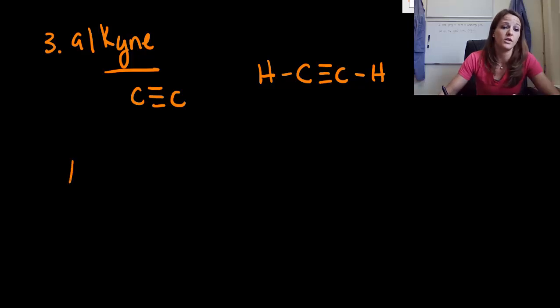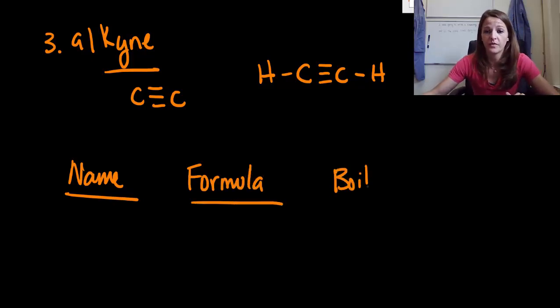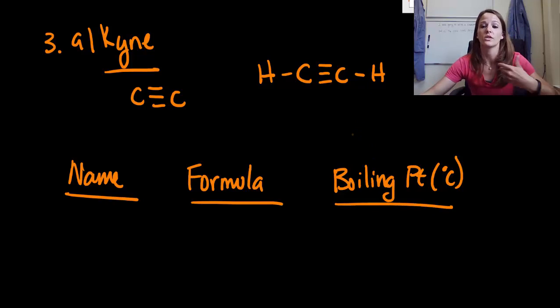All right, so let's start off with the name. We're also going to talk about the formula. We want to talk about the boiling point. The boiling point is simply the temperature at which your substance goes from a liquid to a gas, so the temperature at which it boils. And then the last thing we're going to do is classify the phase.